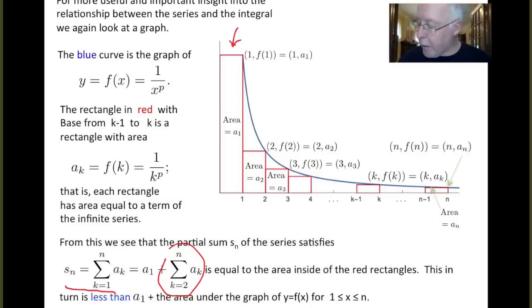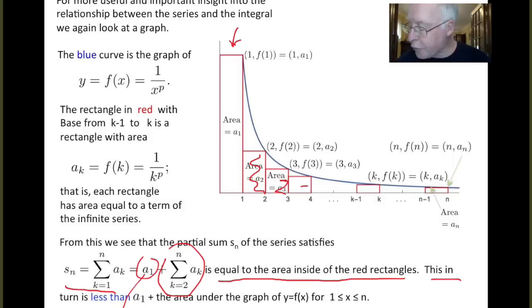This is equal to the area of the red rectangle, the sum of that area, and this in turn is less than a1. We're going to keep that out here. And then we notice these rectangles from a2, a3, etc. They're all under the curve. And so that's going to be less than the area under the graph from 1 to n.